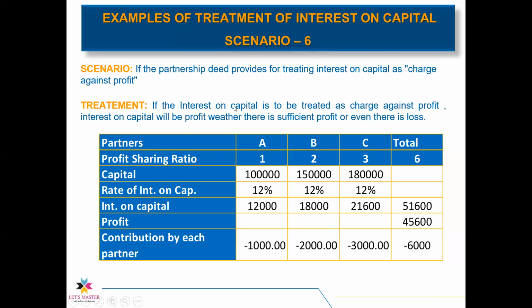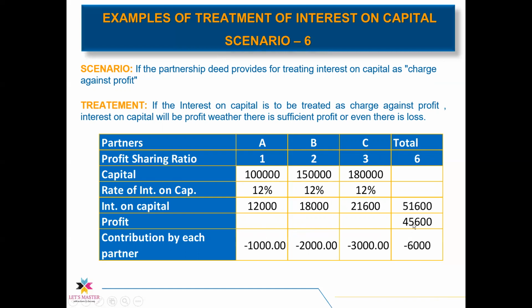But as per the partnership deed, the interest on capital needs to be treated as charged against profit. So what will happen is we will provide the entire amount of interest on capital due to the partners. So to A, we will pay 12,000 as interest on capital. To B, we will pay 18,000, and to C, we will pay 21,600. But there is a deficit of rupees 6,000. So this 6,000 would be distributed among the partners in their profit sharing ratio. That is 1:2:3.